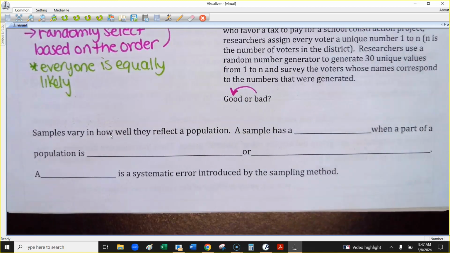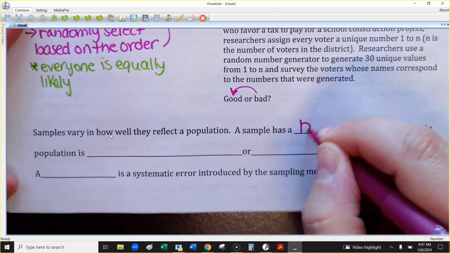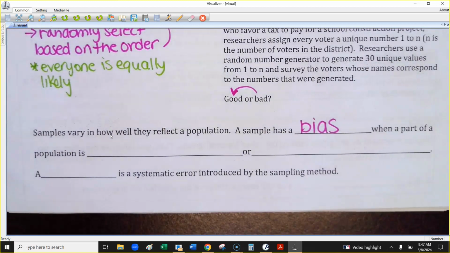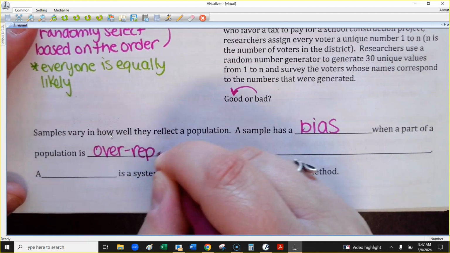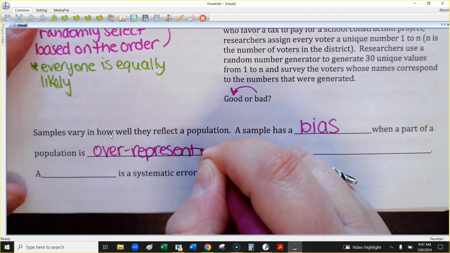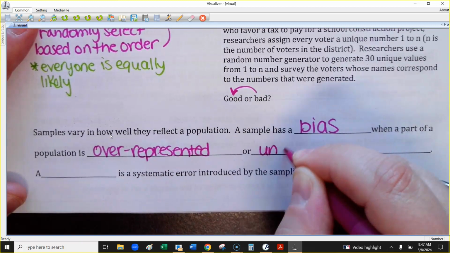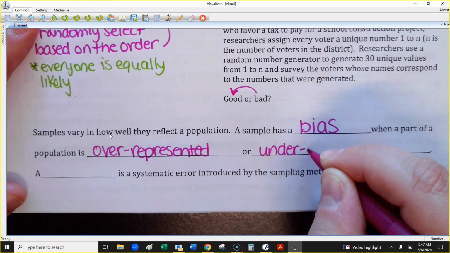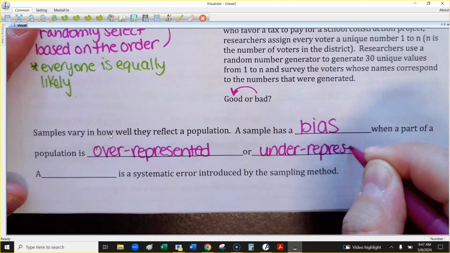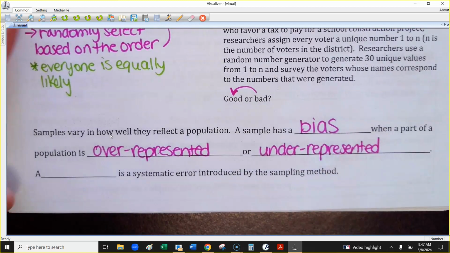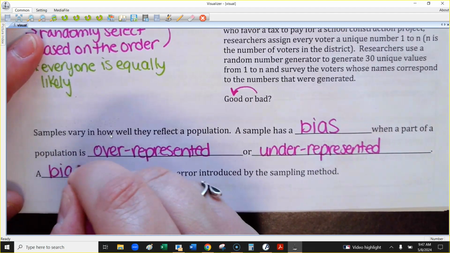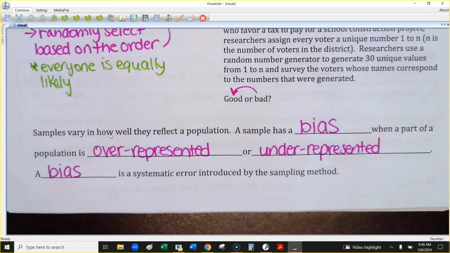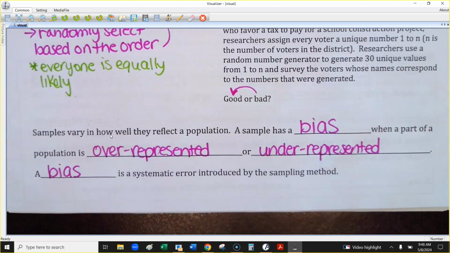All right, now, samples vary in how well they reflect a population. And a sample has what we call, this is that first blank, a bias, when part of the population is either overrepresented or underrepresented. The bottom part here is just a little definition for a bias. A bias is some kind of systematic error that is introduced in your sampling method.